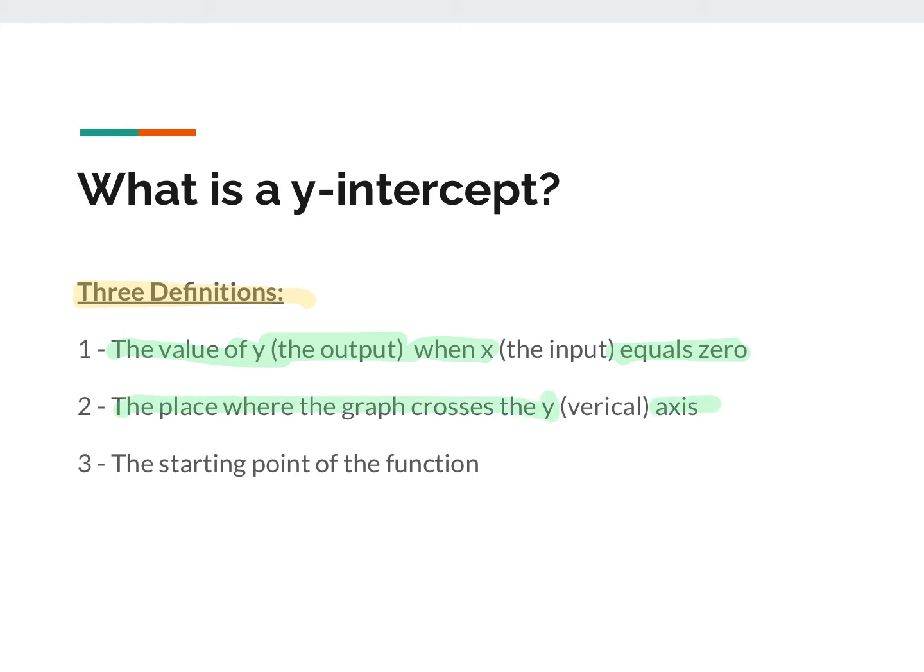Okay, I misspelled vertical. Sorry, guys. Spelling is not my thing. It should be vertical. I left out the T. And finally, the starting point of the function. And we're going to use each of these differently depending on what representation of the function we're looking at.